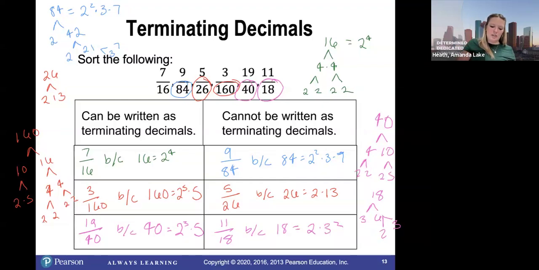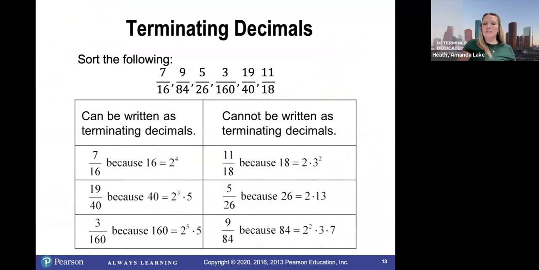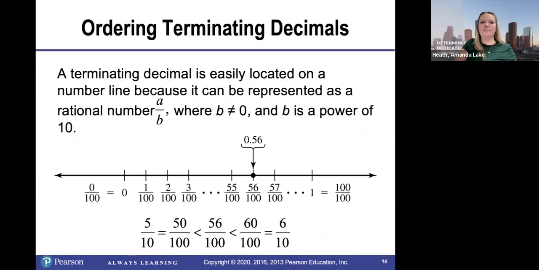All right, so you can pause this and look over it. I also have it typed out here for you. Okay, so a terminating decimal is easily located on the number line because we can represent it as a rational number where b is not 0 and b is a power of 10. So if we think about 0.56 or 56 hundredths, we can write that as 56 over 100. That's going to go on our number line between 50 over 100 and 60 over 100, which is the same thing as 5/10 and 6/10. So we can place these on the number line.